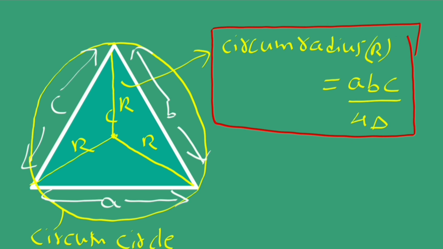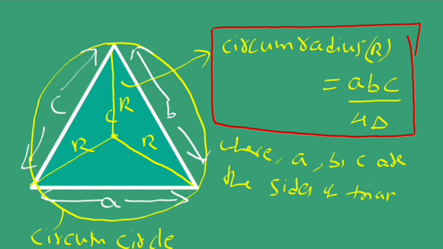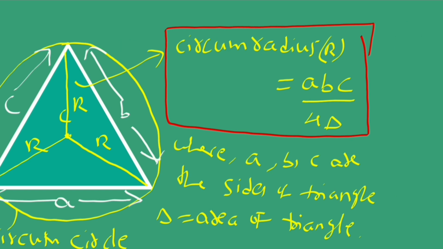Okay, abc by 4 delta, where a, b, c are the sides of the triangle, and delta is equal to the area of the triangle. Okay, area of triangle. Okay, next.